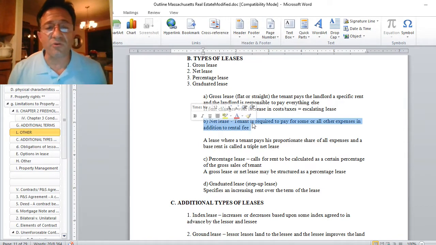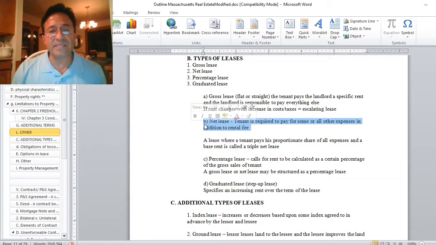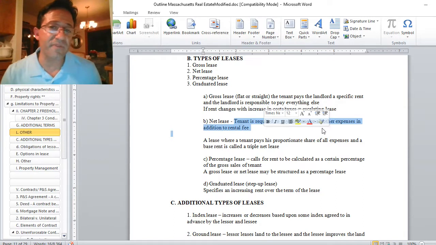You can also have a gross lease in a commercial setting as well. A net lease, now you're getting into the commercial realm, because the tenant's going to pay their rent, and then they're going to pay some of the other expenses associated with the building on top of their rent.